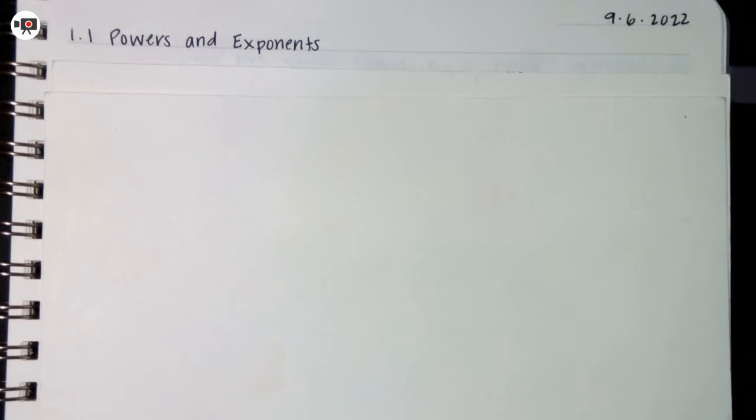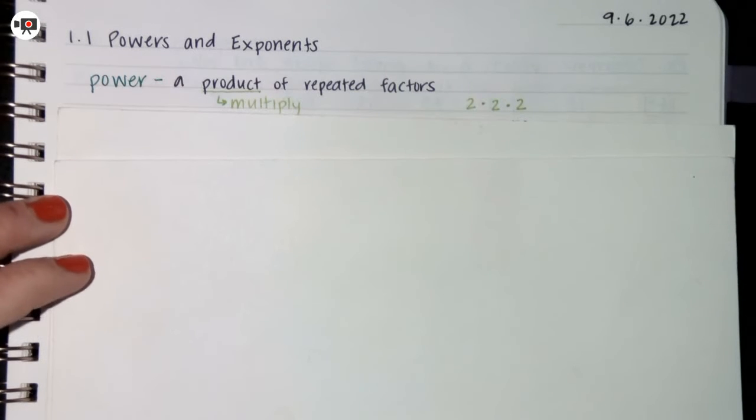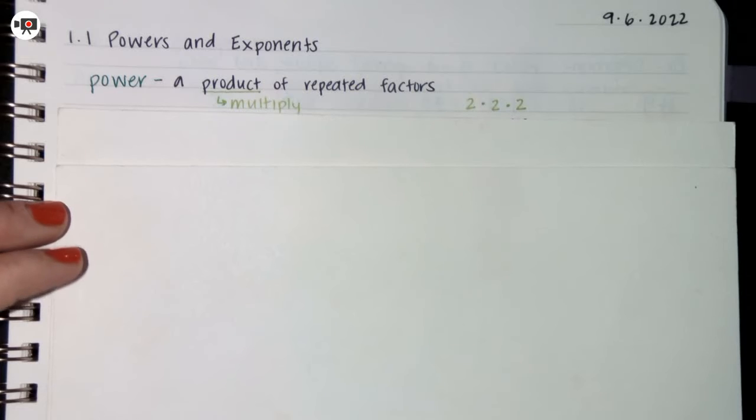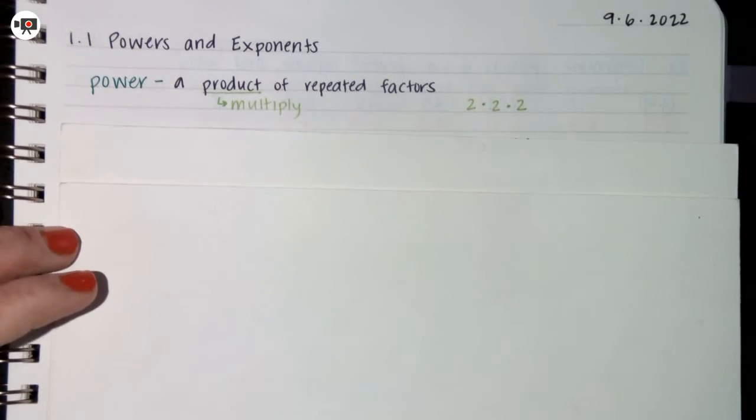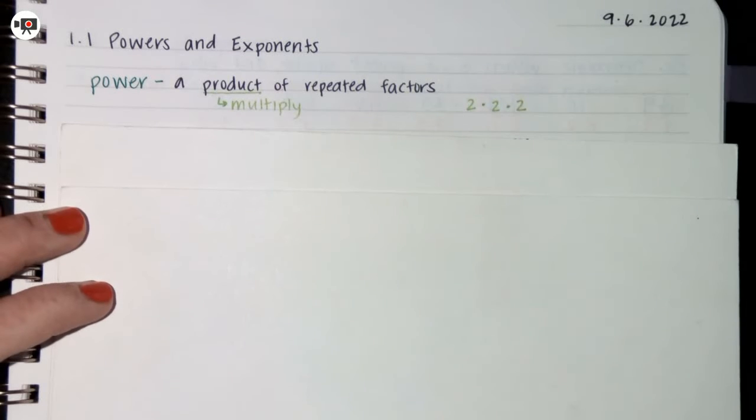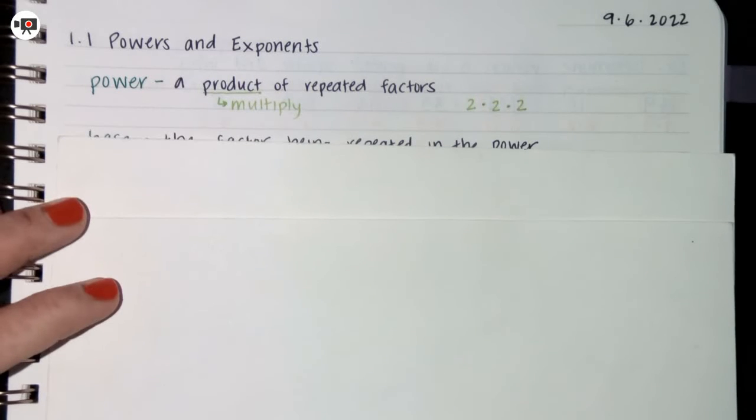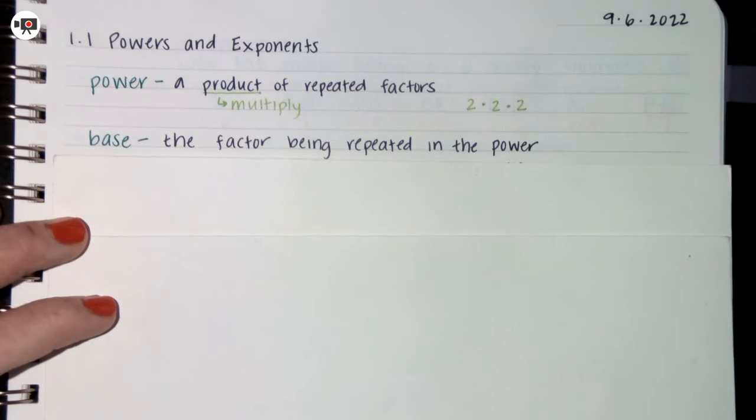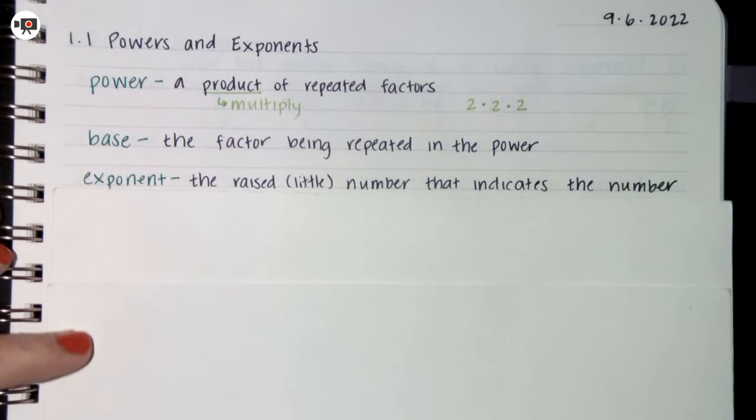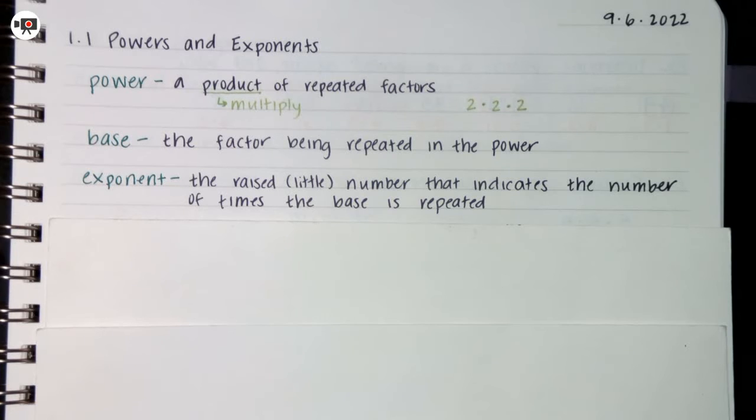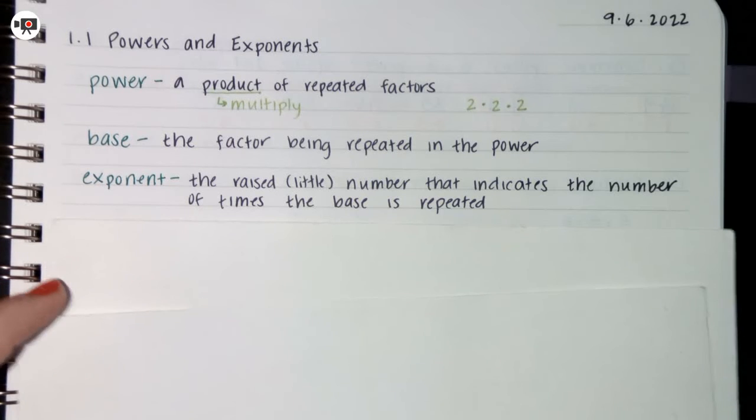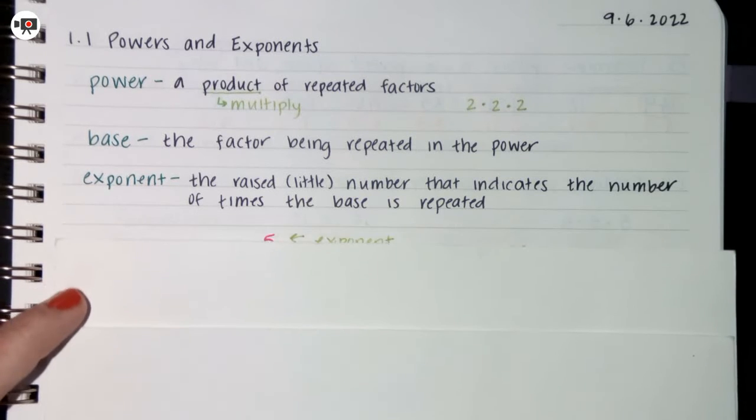This is 1.1, Powers and Exponents. A power is a product of repeated factors. And remember that product means the answer to a multiplication problem. So that would be like 2 times 2 times 2 is a product of repeated factors. The base is the factor being repeated in the power, so what is being multiplied by itself. And we have the exponent, and that is the raised, or the little number, and it's higher than normal. That indicates the number of times the base is repeated.